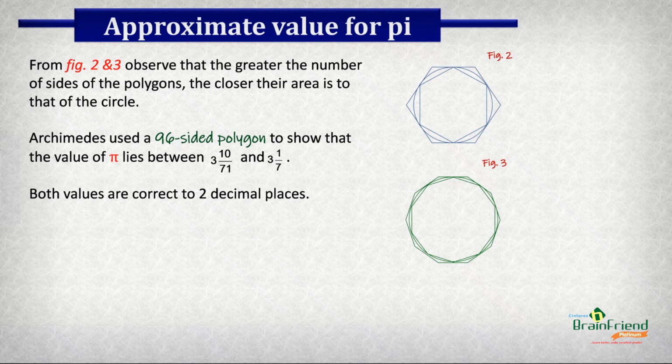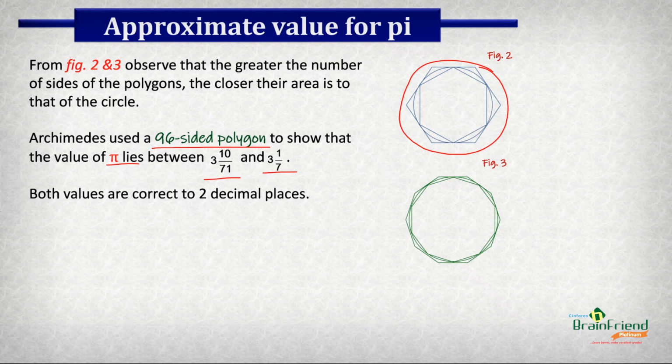Going on, Archimedes found out that the more the number of sides of the polygon you draw, the closer we get to the value of the area of a circle. You can see a circle between two polygons. Going on with his experiments, Archimedes realized that a 96-sided polygon gave him a very close value to the area of a circle. So he came to a conclusion that the value of pi lies between 3 10/71 and 3 1/7.